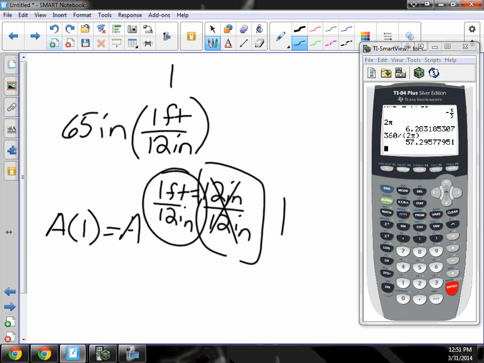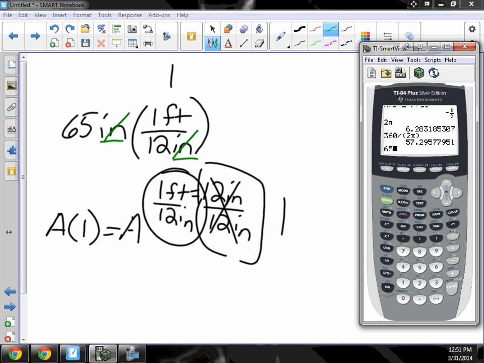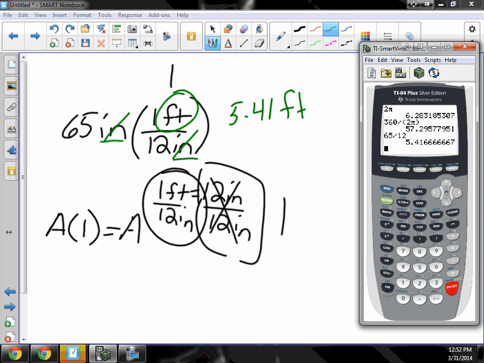Now, if there are units attached, I'll change how it looks, but its length will not change, as long as the top and the bottom are equivalent statements. Well, notice, what is inches divided by inches? 1, so that cancels that. So 65 times 1 foot divided by 12, 65 twelfths is 5.5, 0.041 feet. That's the leftover. That's why conversion works, because you're allowed to multiply by 1.